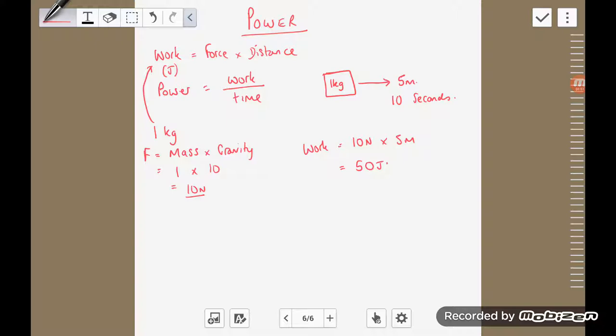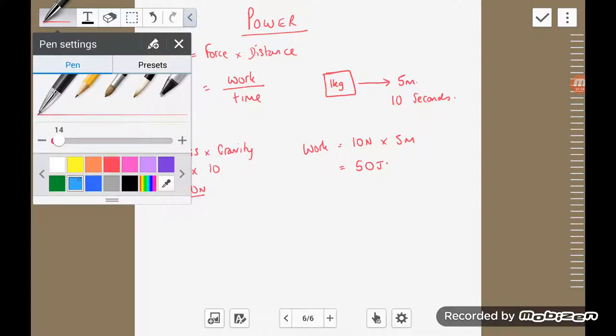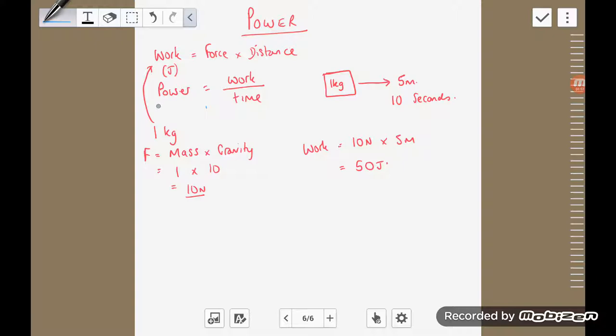So we found out our work, and now we know that power is work over time. We've now got the work, and we've now got the time, because we know it took 10 seconds to push it. So power equals work, 50 joules, divided by the time, which is 10 seconds, which equals 5 watts. That is our unit of power. And it really is that simple.